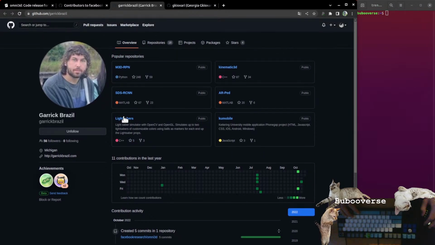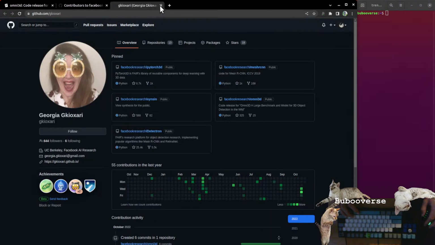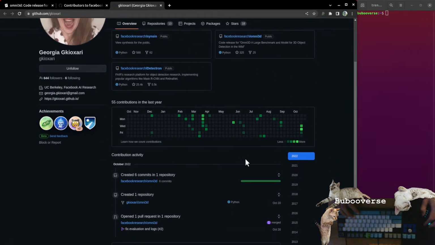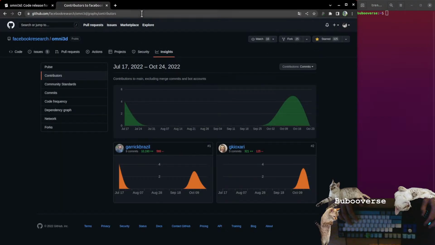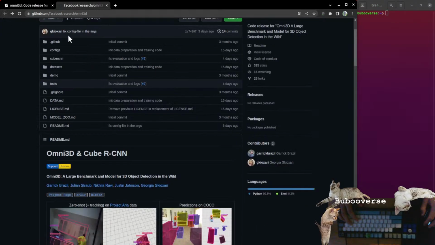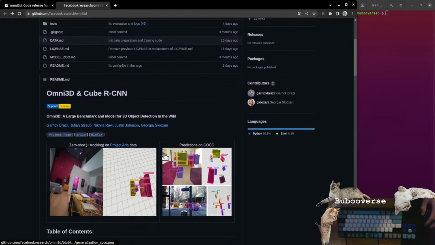Okay, so these people don't. This person might actually be like a Meta curator. There's a lot of different Facebook research articles or repos there.